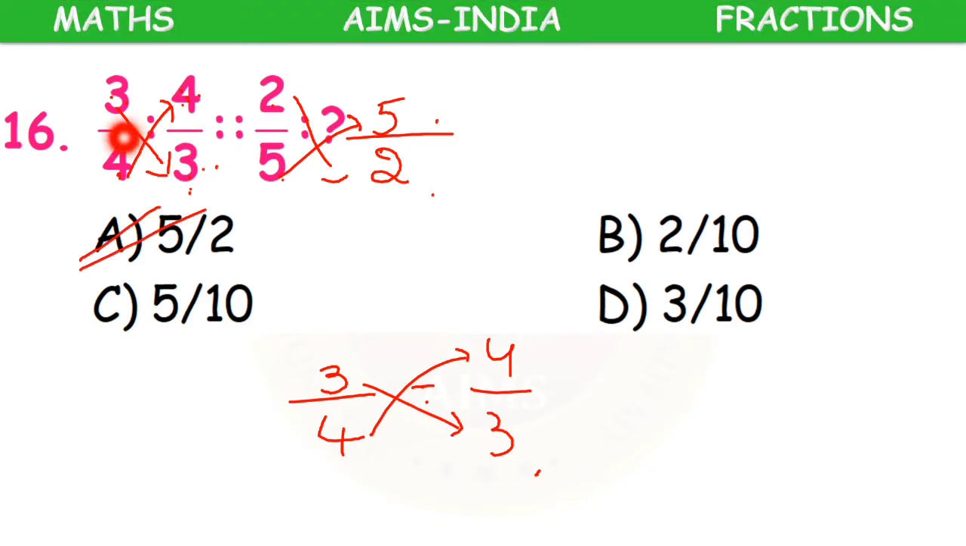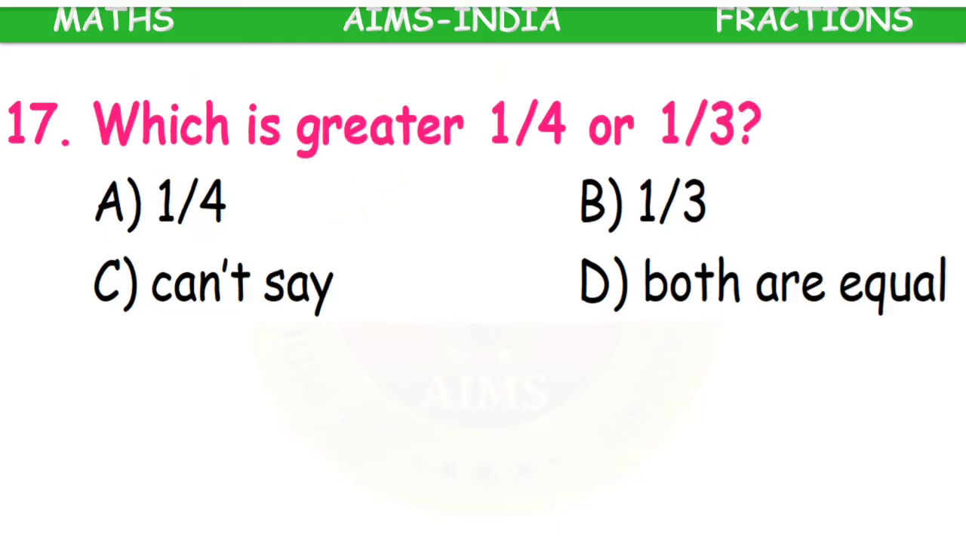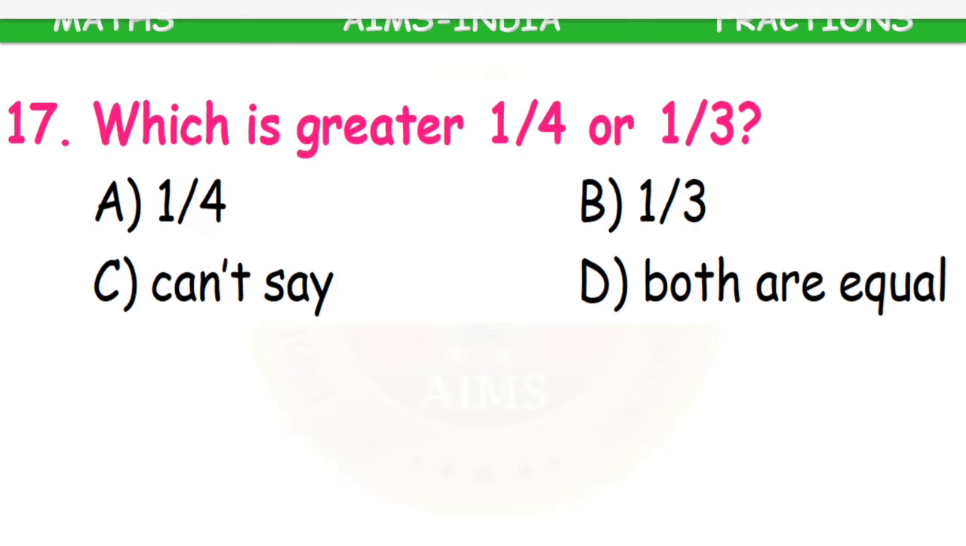Option A, 5 by 2. Understood, children? You have to understand the relation between these fractions and apply the same to this set of fractions. Next, which is greater, 1 by 4 or 1 by 3?